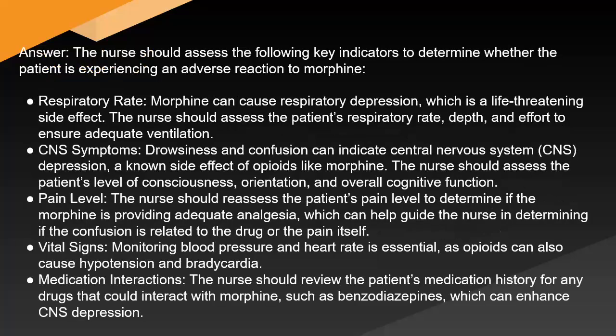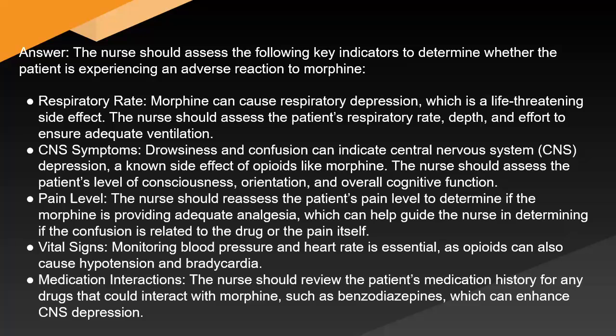Answer: the nurse should assess the following key indicators to determine whether the patient is experiencing an adverse reaction to morphine. Respiratory rate. Morphine can cause respiratory depression, which is a life-threatening side effect. The nurse should assess the patient's respiratory rate, depth, and effort to ensure adequate ventilation. CNS symptoms. Drowsiness and confusion can indicate central nervous system (CNS) depression, a known side effect of opioids like morphine. The nurse should assess the patient's level of consciousness, orientation, and overall cognitive function.